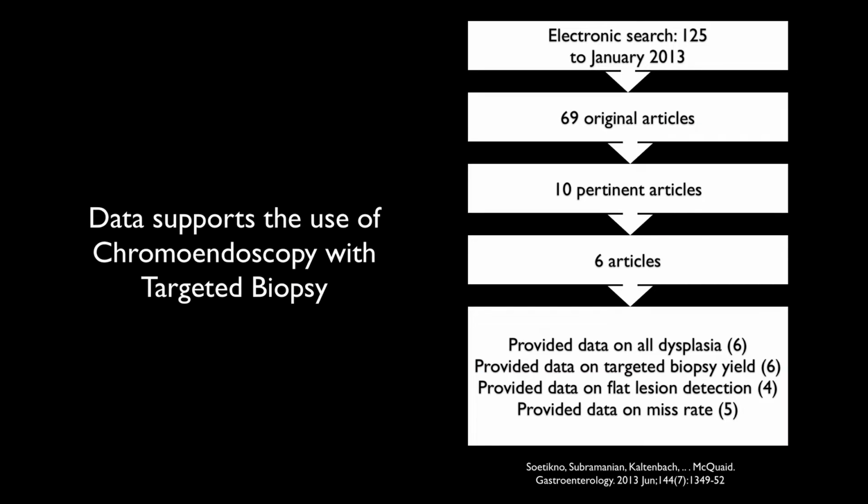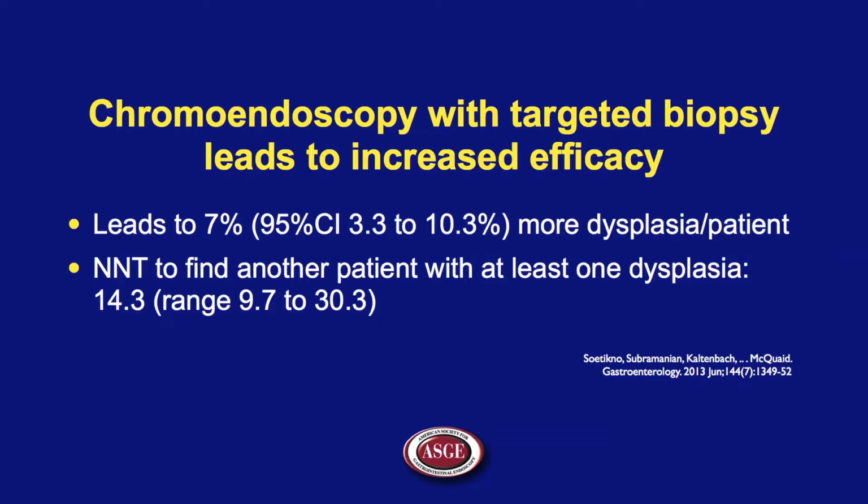Data now supports the use of chromoendoscopy with targeted biopsy. A systematic review and meta-analysis through January 2013 identified 6 articles that provided data on the association of chromoendoscopy with targeted biopsy and dysplasia detection in inflammatory bowel disease patients. In the meta-analysis of 6 clinical trials comparing chromoendoscopy to white light endoscopy, chromoendoscopy detected additional dysplasia in 7% of patients compared to white light endoscopy. The number needed to treat to find another patient with at least 1 dysplasia was 14.